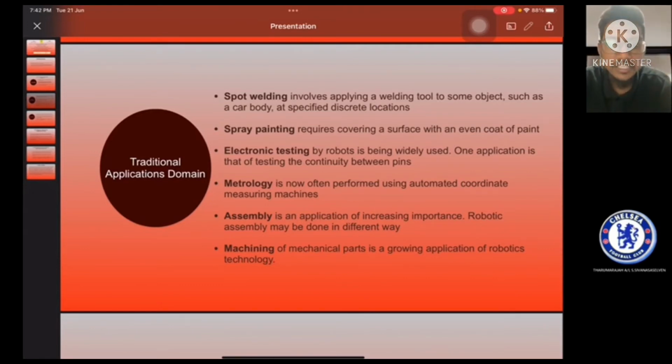Okay, finally, machining. Machining of mechanical parts is a growing application of robotics technology. Operations like grinding, deburring, drilling, milling, polishing, spindling, and sanding parts require the ability to follow surfaces and to maintain the forces required. Okay, next.